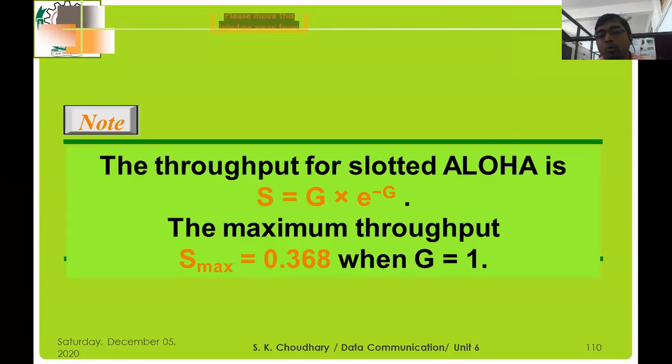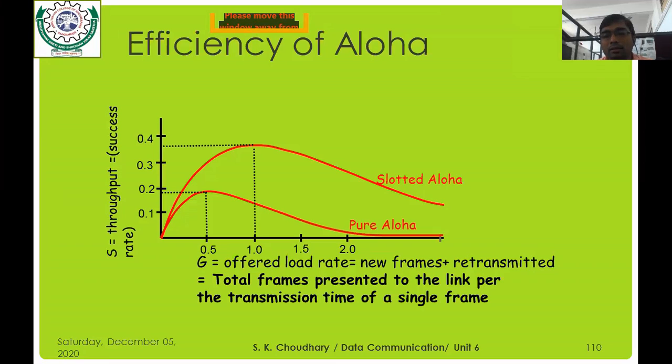And here S max is 0.368, meaning 36.8% when G is equal to 1, because here the vulnerable time is T frame only. Okay. Now again, we have not been able to completely resolve the problem of collision.